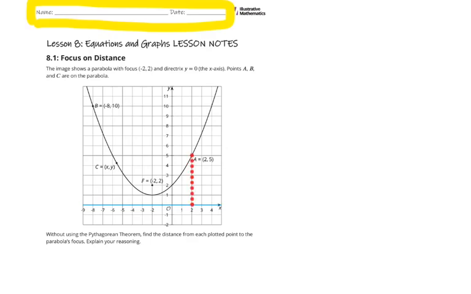And then what I want you to do is notice right here, we're picking points A, B, and C, and I'm looking at this distance from A to the directrix. We talked about this in our last lesson, that the distance from a point on the parabola to the directrix is exactly the same as the distance from that point to the focus, which means we can count this distance, that it's 5. And so if this distance is 5, then A to F is 5. So we don't need the distance formula. We can just count this vertical distance, and that is going to be the distance to the focus from that point.